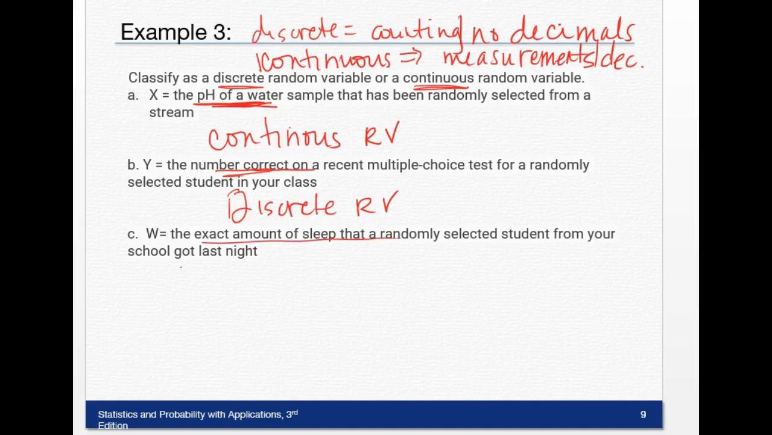If W is the exact amount of sleep that a randomly selected student from your school got last night. If it's exact, that's a measurement. Okay? We tend to round it to hours, but if it's exact, that could be 5.23 hours. It's not exactly 5 hours. So that's more likely a continuous random variable. All right, so you're going to be asked to do questions like this on your homework. We'll do some more examples in class.